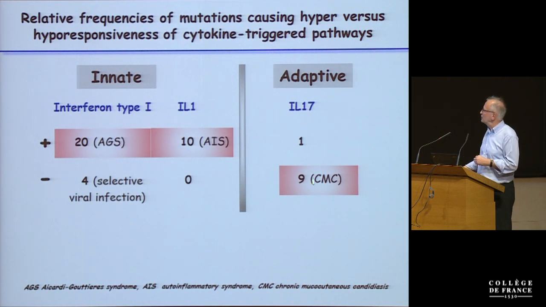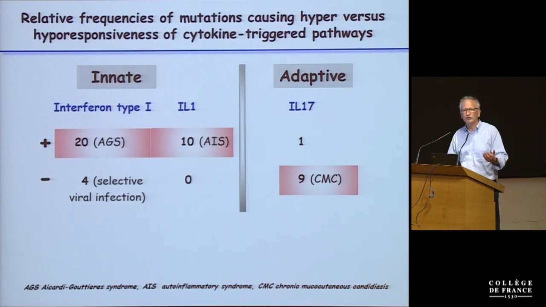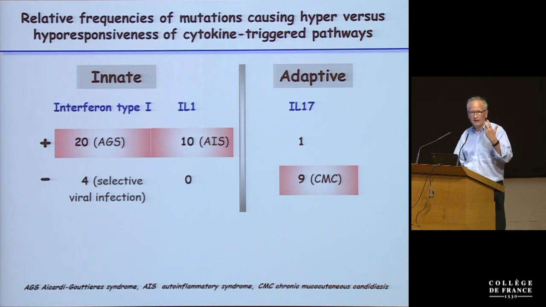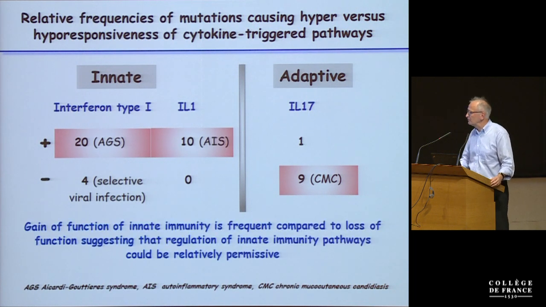There are 9 conditions, 9 different genes that have been found mutated in which IL-17 production or IL-17 signaling is defective. And they are all associated with susceptibility to fungal infections plus additional infections, bacterial and so on. Whereas there is only one genetic disease where there is a gain of function mutation in a gene causing hyperproduction of IL-17, which is gain of function of STAT3. So you see this mirror image, which suggests, now I'm being more and more speculative from now up to the end of my talk.